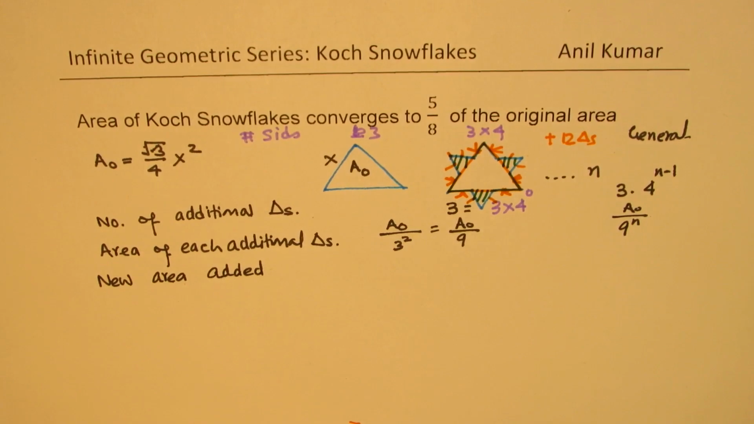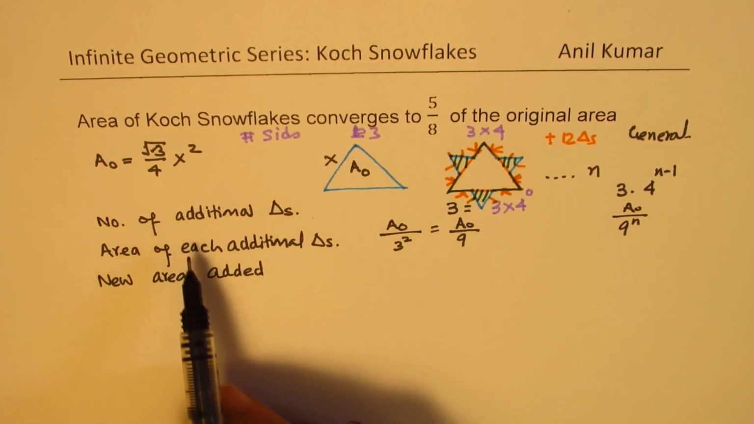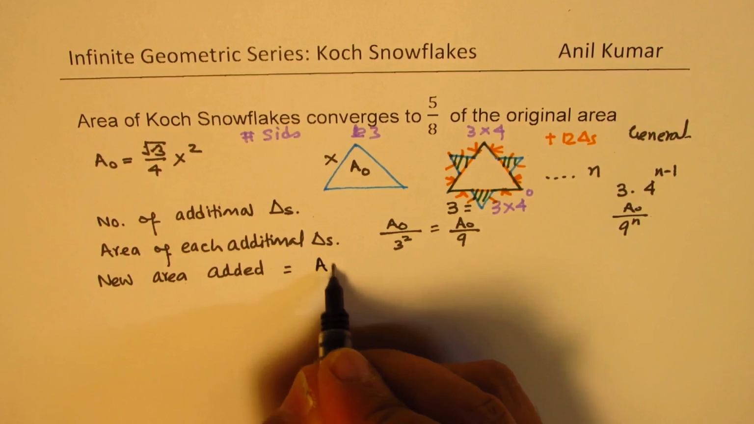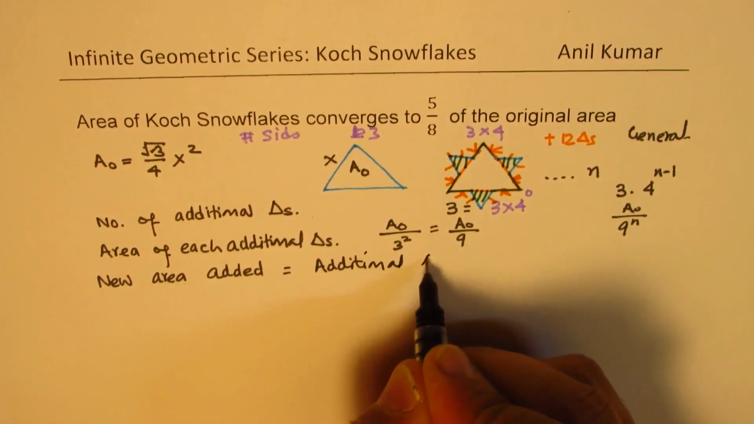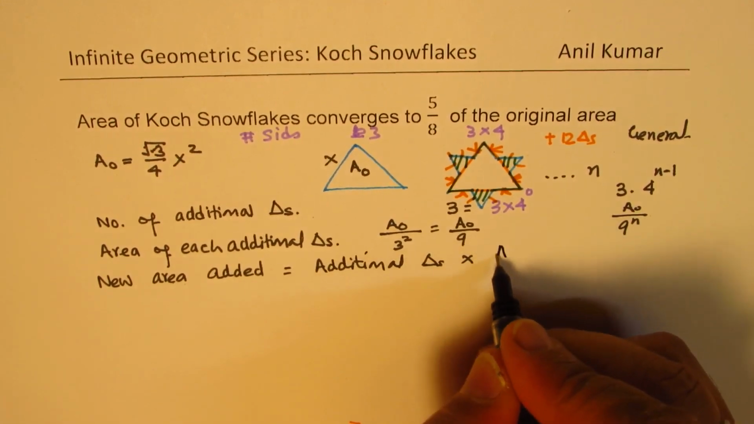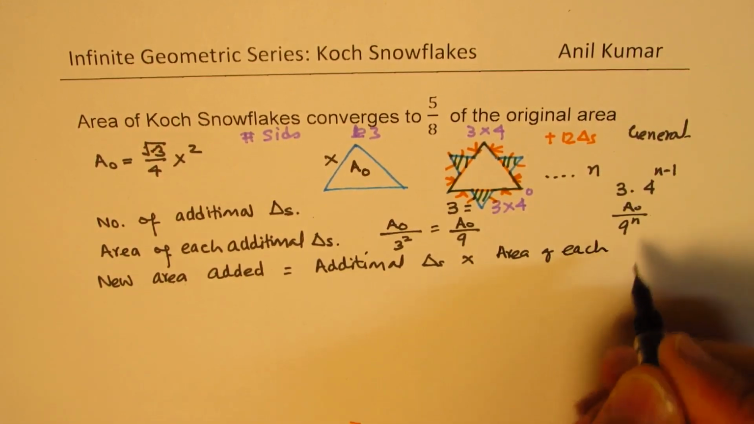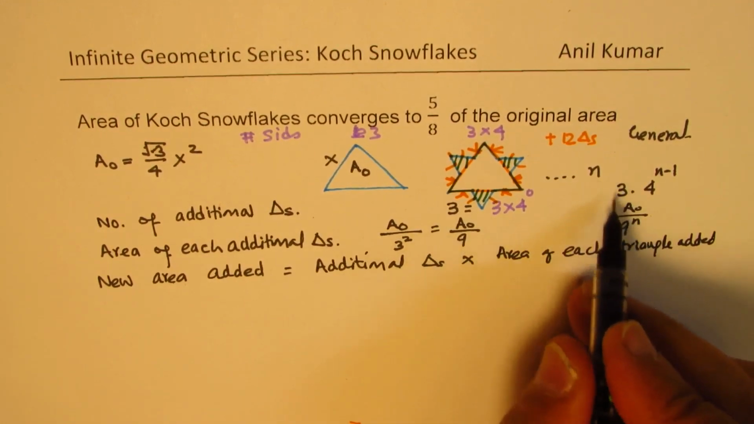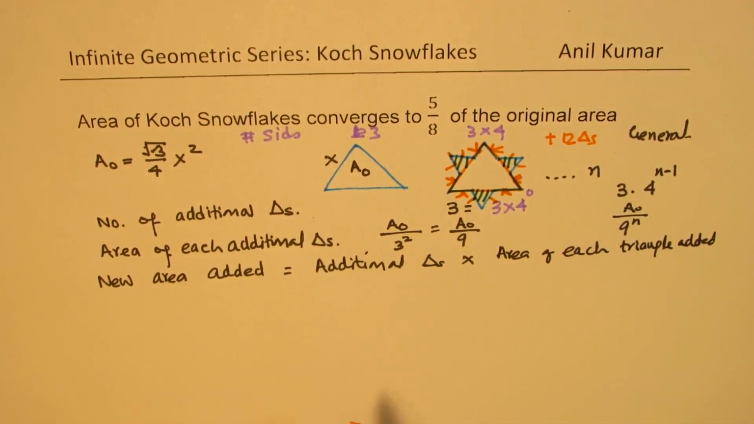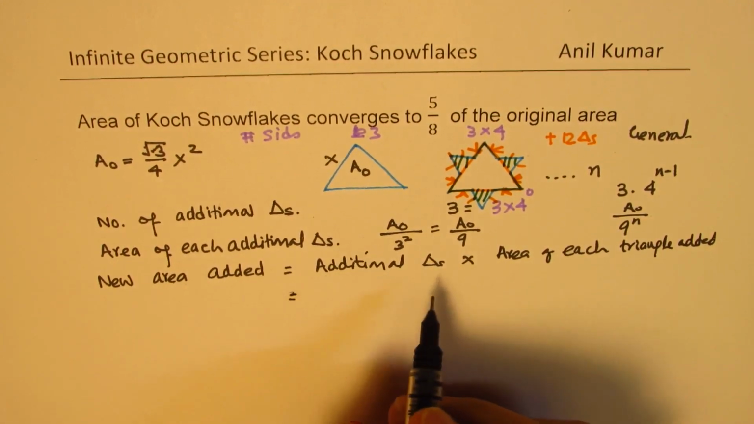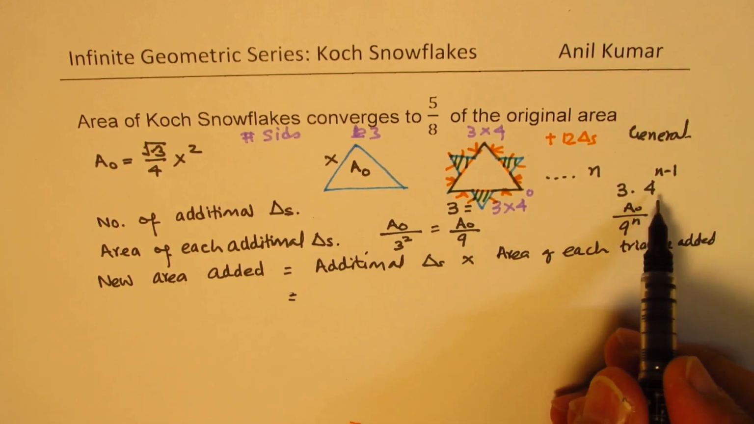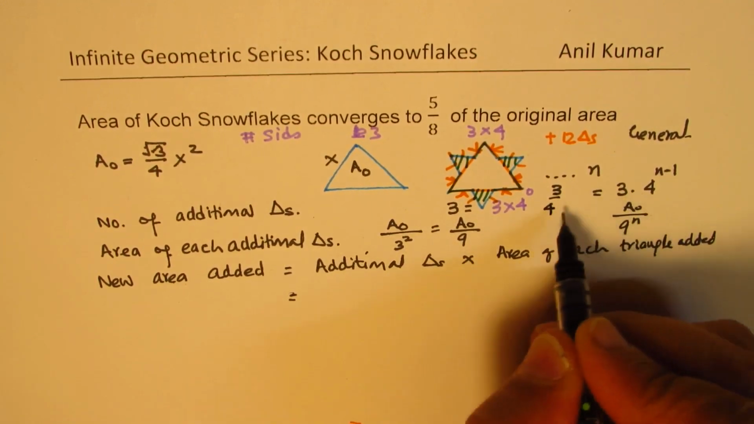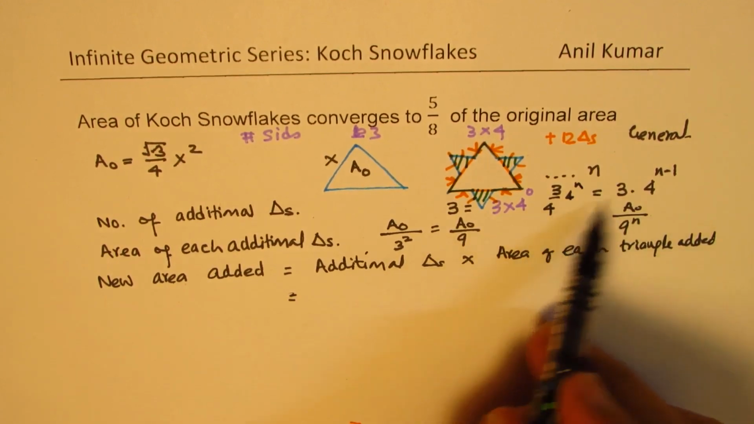In this process, the new area added will be the multiplication of these two: the additional number of triangles times the area of each triangle added. Is it okay? So the product of these two will give us the general formula. In general, this expression could be written as 3 times 4 to the power of n minus 1, which is 3 over 4 times 4 to the power of n, right? So that is the general expression.